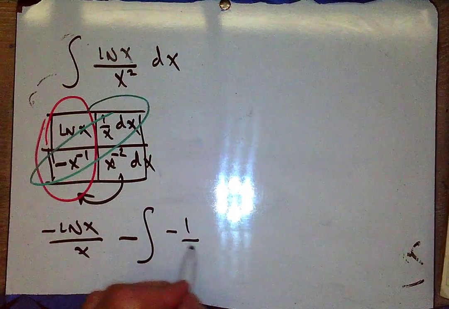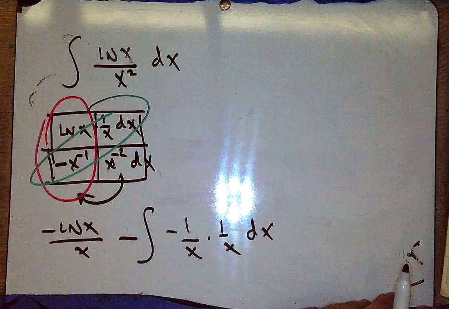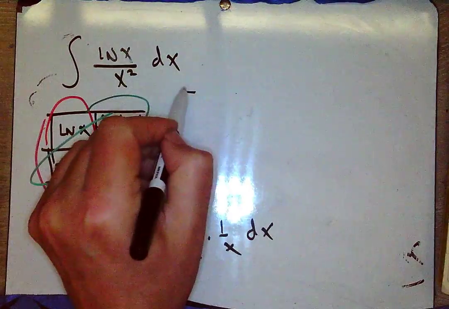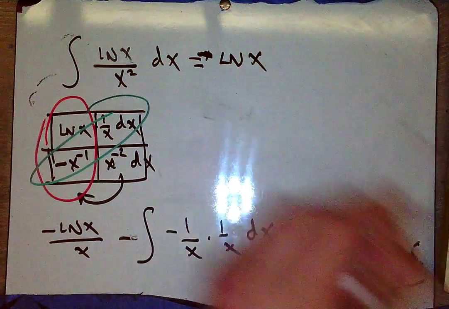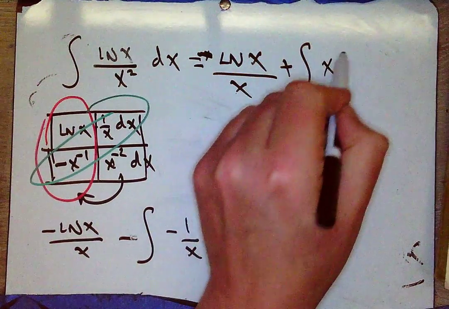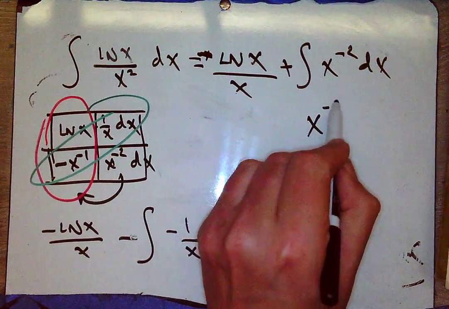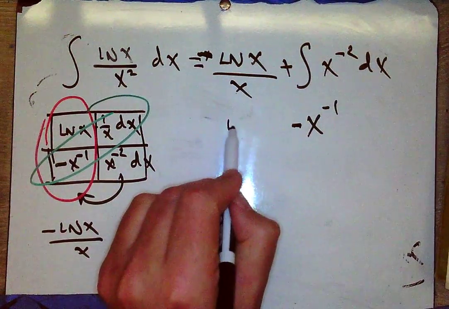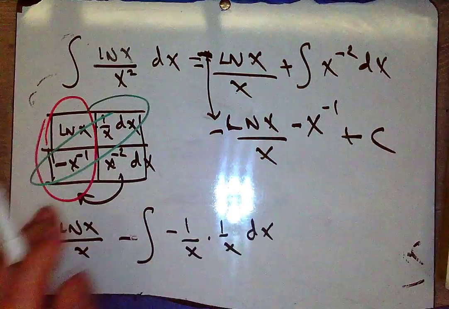And so we've got minus 1 over x, that's this one, times this one, dx. Well, minus times minus makes plus, and now I'm integrating 1 over x squared. So we've got negative ln of x over x plus the integral of 1 over x squared, which is x to the minus 2 dx. If I find the antiderivative of that, it's going to be x to the minus 1. Take the derivative of minus 1, it comes down. Nope, there's none there. So negative ln of x over x, and don't lose that plus c.